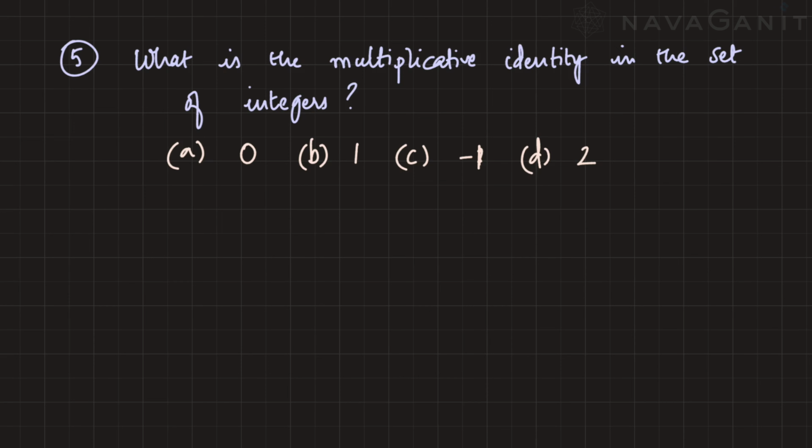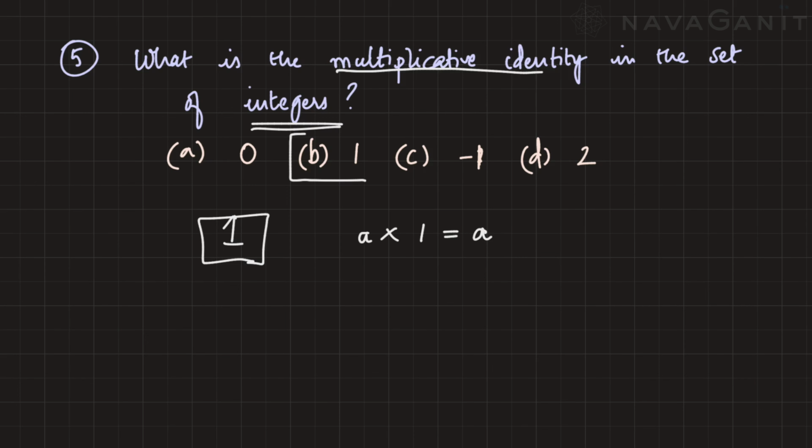Next question. What is the multiplicative identity in the set of integers? As we have seen in the case of whole numbers, the multiplicative identity even for the set of integers is 1. Why? Because whenever I multiply any integer, say a, with 1, it remains unchanged. So the correct answer in this case is option B, 1.